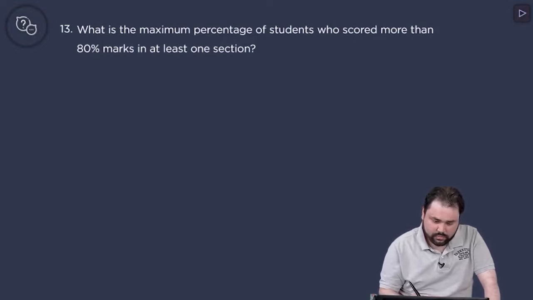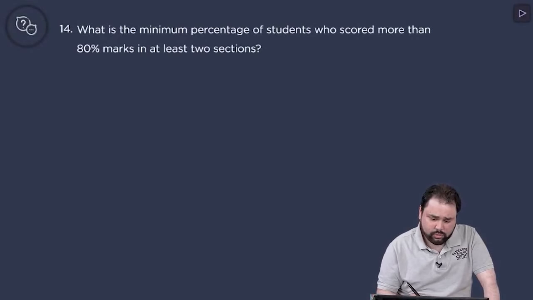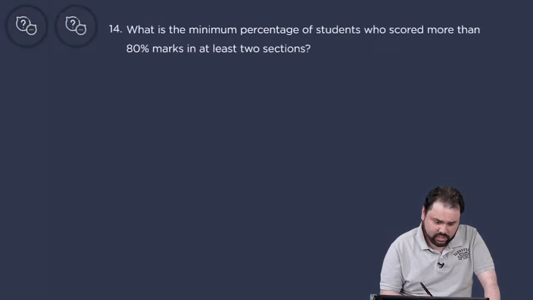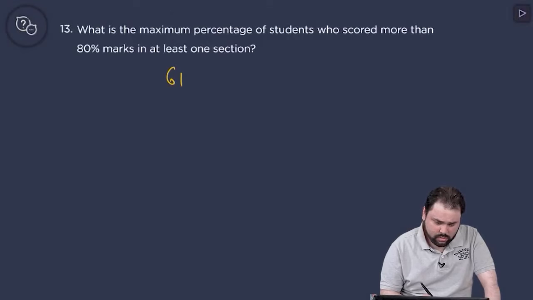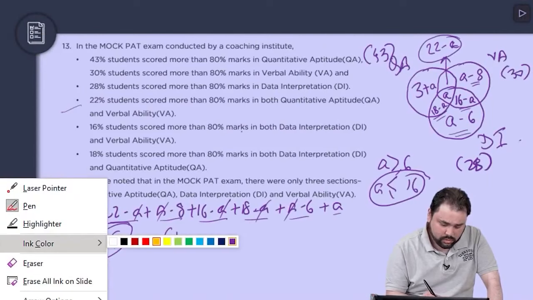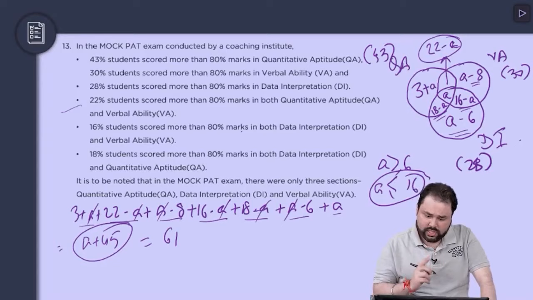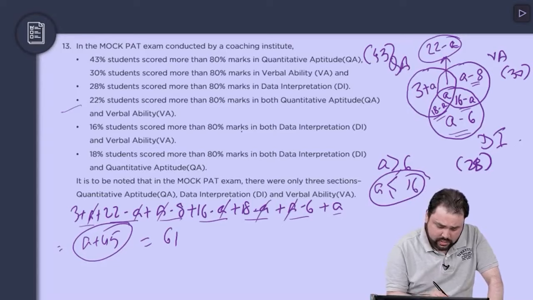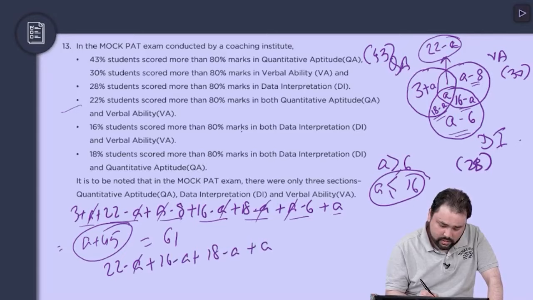Let's look at the next question. Minimum percentage of students who scored more than 80% in at least 2 sections. More than 80% in at least 2 sections, okay. So now I have 22 minus A plus 16 minus A plus 18 minus A plus A minus A plus A. So minus 2A, 22, 40, 56 minus 2A.